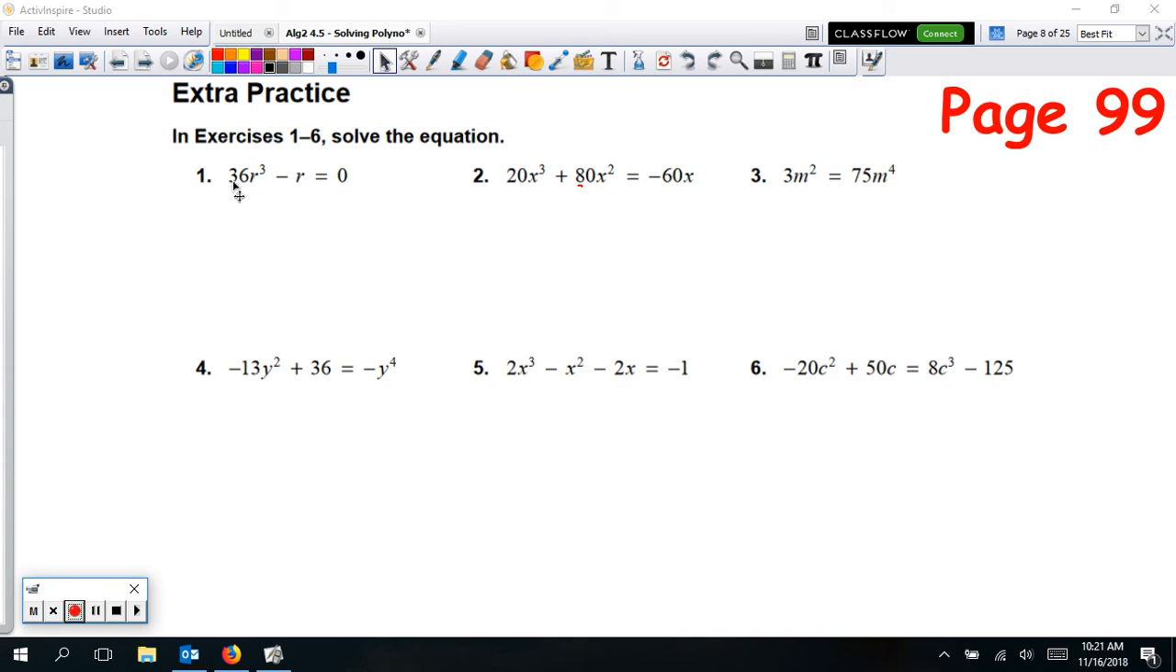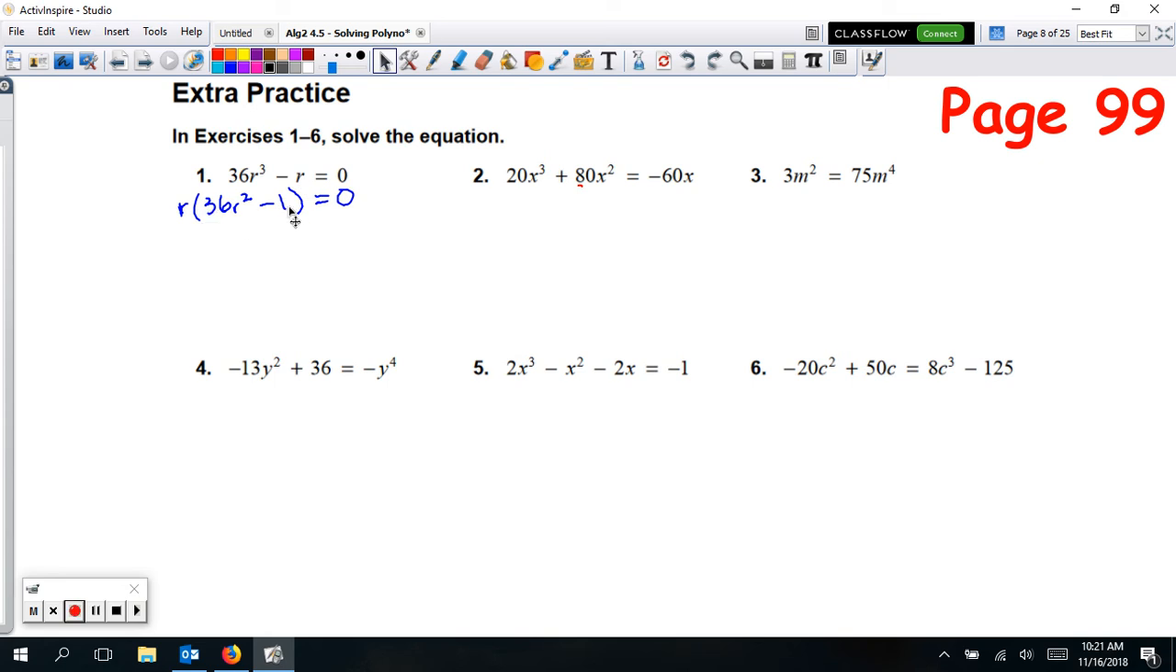Number 1. We want to first look for our GCF, and the GCF here you can see is R. There's an R in each one of those. So R is going to be factored out, and then what's left, we're going to reduce by R. Just take an R away, so it's going to give us 36R squared, and then minus 1. We took the R out, but we still have a 1 to put here, because R times 1 would be the R there. And now we have to look at what we have left in the parentheses.